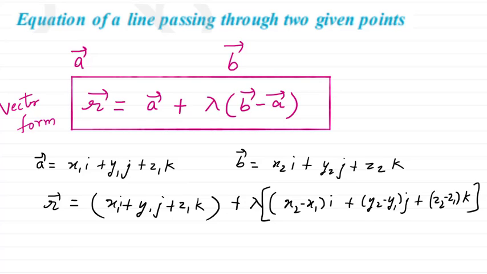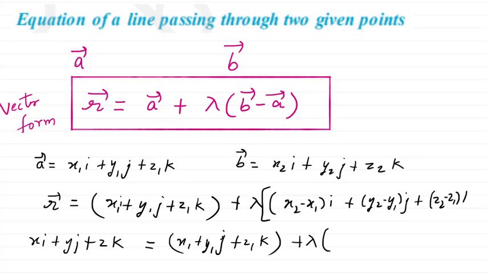So here, okay, I'll write it for you. Here we have xi plus yj plus zk, all equal to the same thing that is on the right side, just lambda into this, plus (z2 minus z1)k. So all this we have.